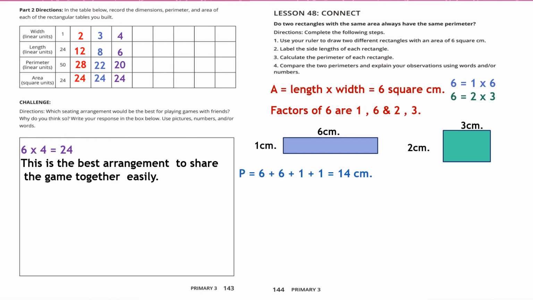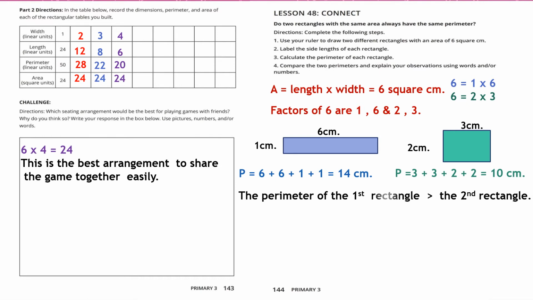Let's start to add them. Here in this rectangle, 6 plus 6 plus 1 plus 1 equals 14, and in this rectangle, 3 plus 3 plus 2 plus 2 equals 10 centimeters. So we don't have the same perimeter.